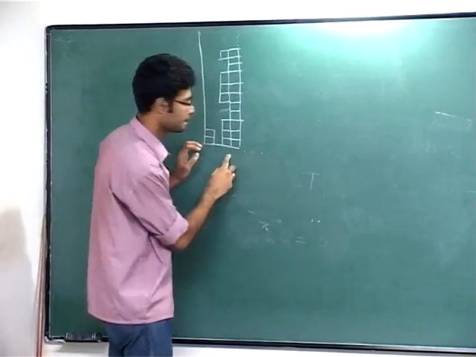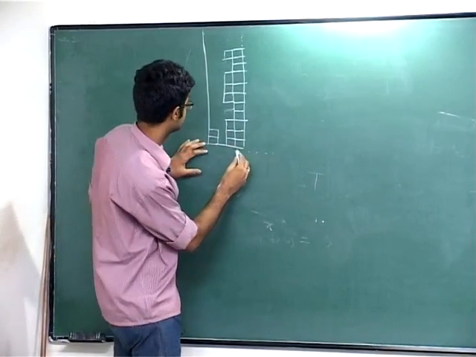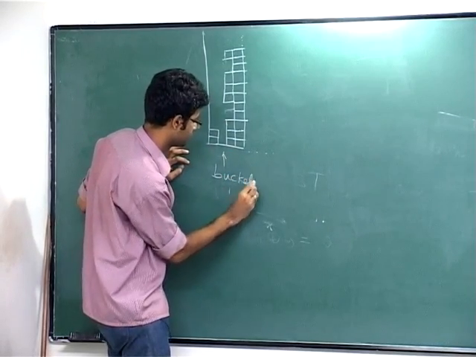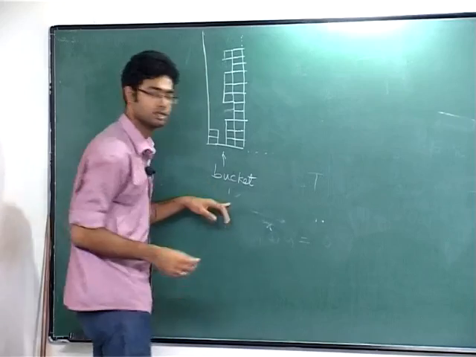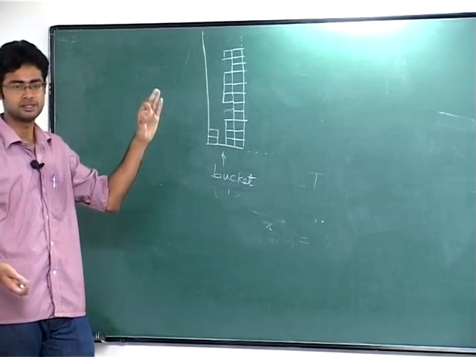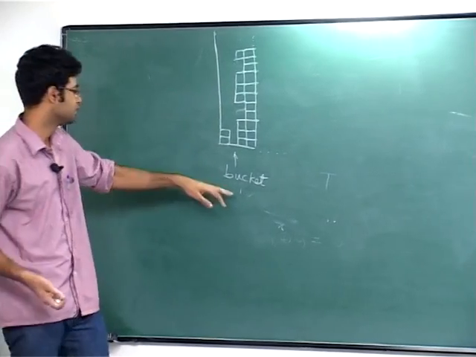And I'm calling each of these a bucket, and there are total s of these. I wanted s partitions, basically s sets b1 till bs.